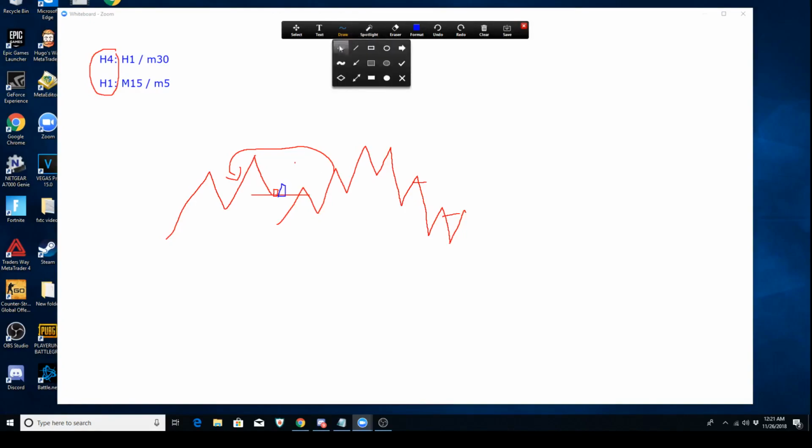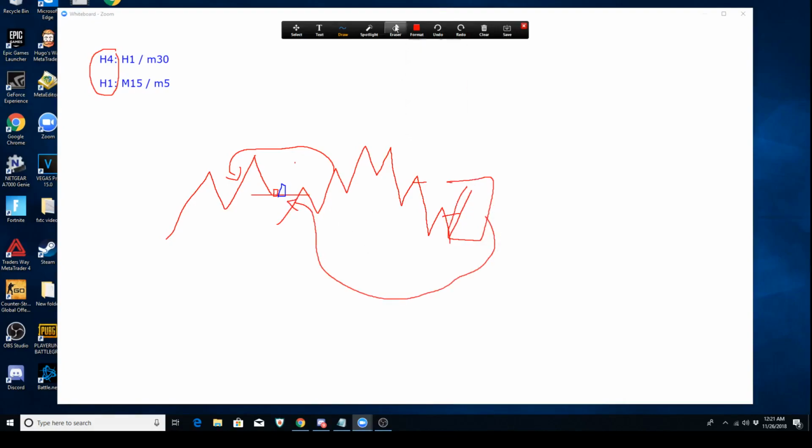right? Most of the time, what that's going to look like on the smaller time frames, right? Let's say here's the area of support. That's going to look probably something like this, right? Let me undo that actually. So that's probably going to look something like this, right? That's what the bullish engulfing is most likely going to look like on the smaller time frames.